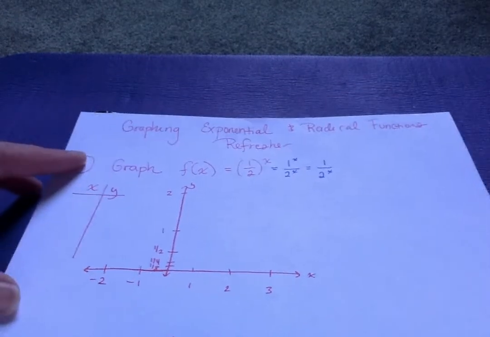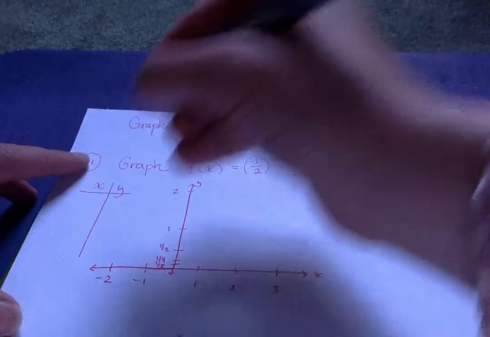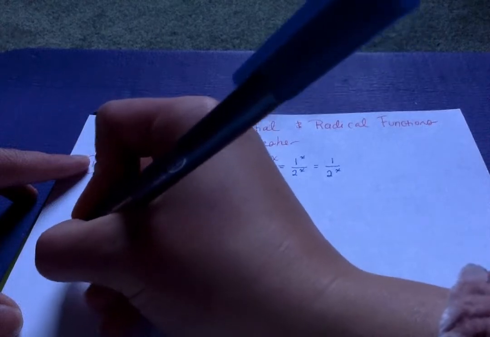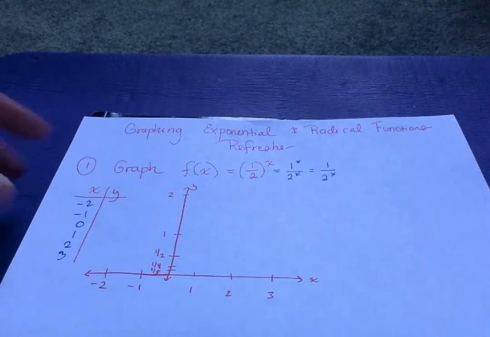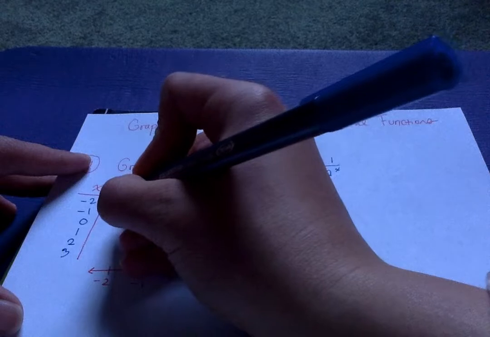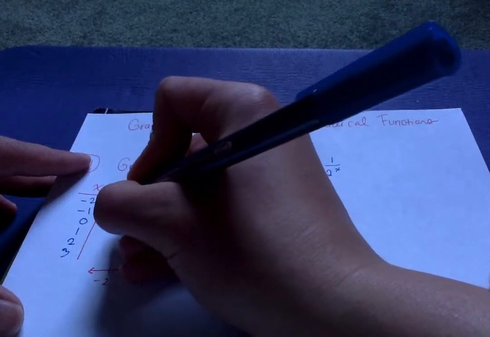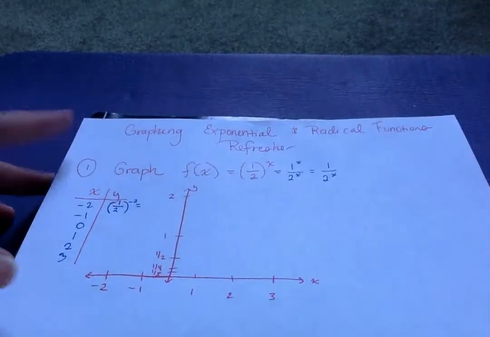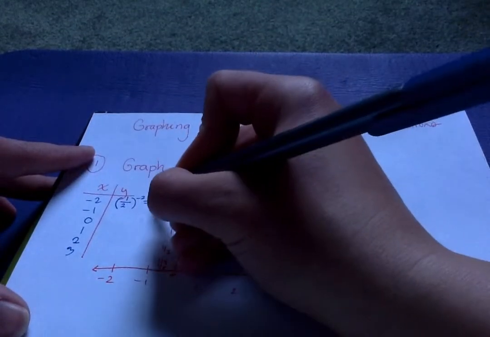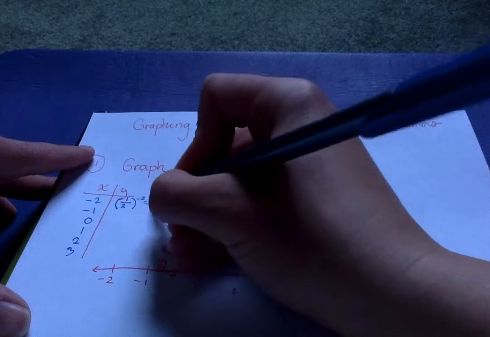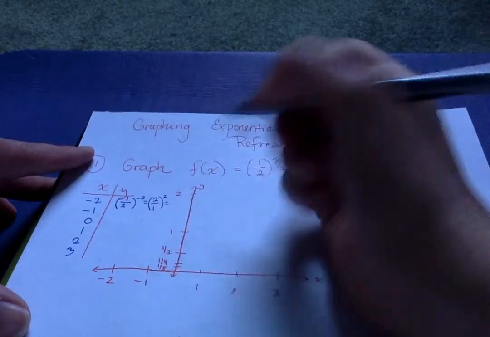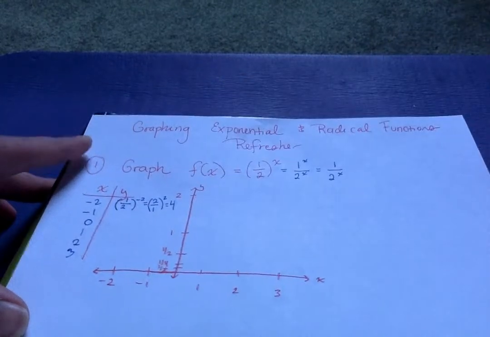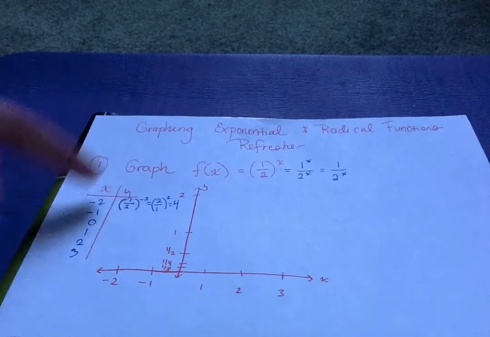All right, let's put in some x values and then see what we get for y. So we'll do -2, -1, 0, 1, 2, and 3. So first off, we have 1 all over 2 all to the -2nd power. Now, remembering our negative exponents, that's actually the same thing as 2 over 1 to the positive power of 2. Well, 2 over 1 is just 1. So this is 2 squared, which is 4.